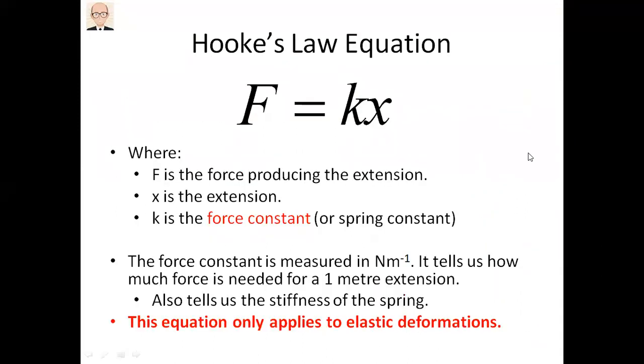Okay, so we said that F is equal to K times X, and it's called Hooke's law, where F is the force producing the extension or compression, X is the extension, and K is the force constant, or generally we call it the spring constant. And we already said that the unit of spring constant is Newton per meter. It also tells us the stiffness of the spring.